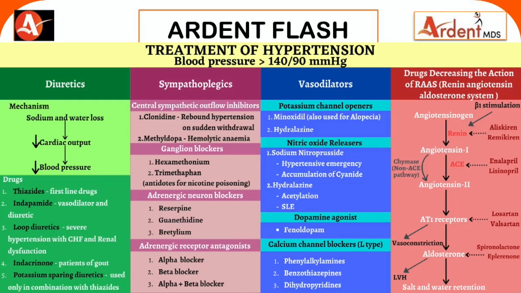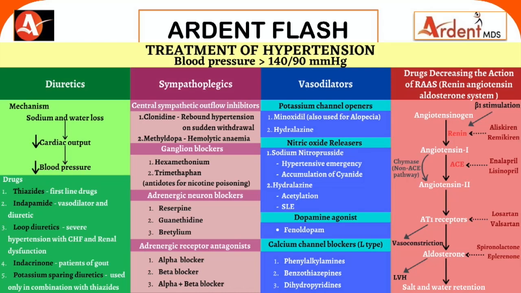Coming to the vasodilators, again four categories of drugs: potassium channel openers, nitric oxide releasers, dopamine agonists, and calcium channel blockers, especially L-type calcium channel blockers. The fourth one is the drugs which decrease the action of the renin angiotensin aldosterone system.